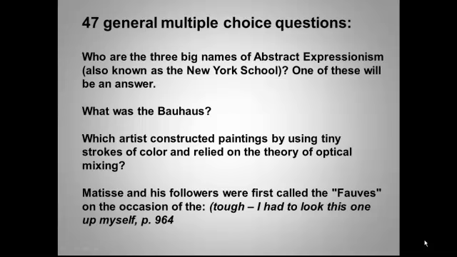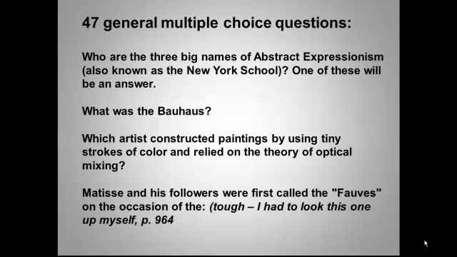Okay, the last part of our Unit 12 exam will have 47 general multiple choice questions. Here's just a sampling to start with. Who are the three big names of abstract expressionism? That's the New York school. One of these three names will be the answer.